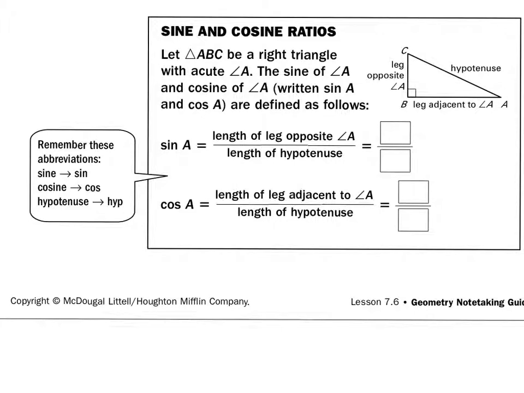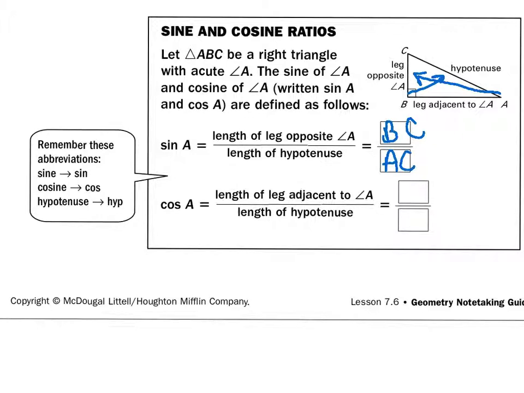Sine and cosine ratios. Let ABC be a right triangle with acute angle A. The sine of angle A and cosine of angle A, written sin A and cos A, are defined as follows. The sine equals the length of the leg opposite A. So what leg is opposite this angle? BC, over the hypotenuse. Remember, the hypotenuse is always the side across from the right angle. So AC.